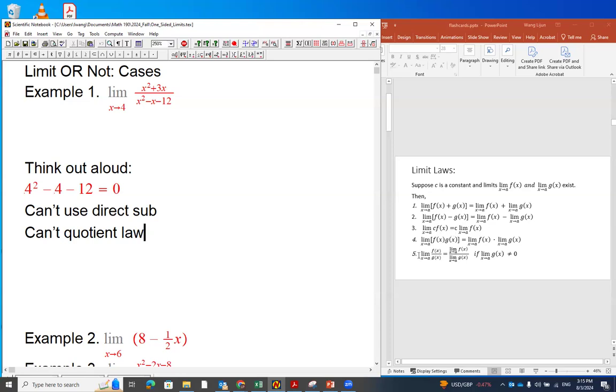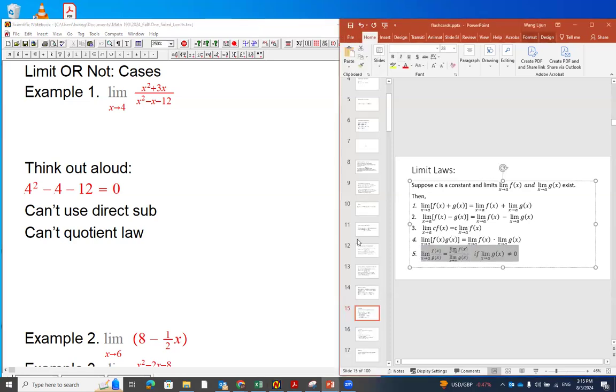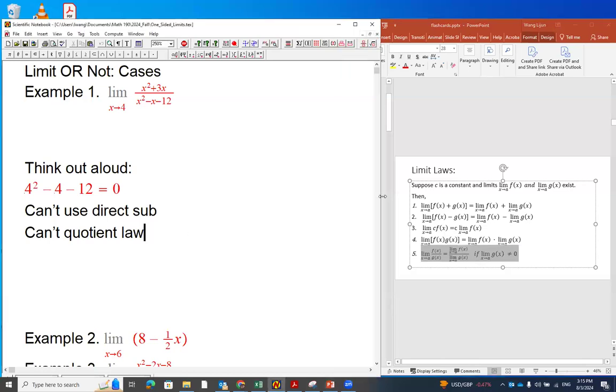And the quotient law is right here. We cannot use it either. So then what do we do? In this case, we cannot use either one of these properties. We have to do something algebraically.